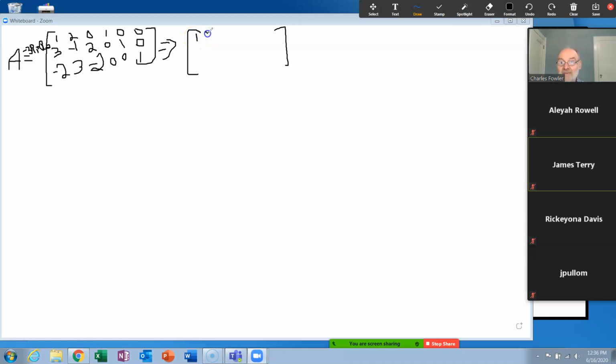1, 2, 0, 1, 0, 0. Done. Now we're going to do the operation: negative three times row one plus row two. What would that give you? Zero. Negative seven. Already not looking good. I don't like big numbers. Okay. Next. Two. That's better. Negative three. One. Zero. And zero.